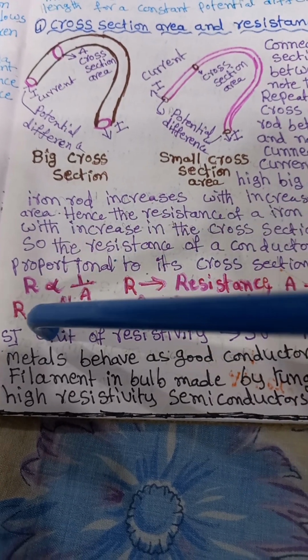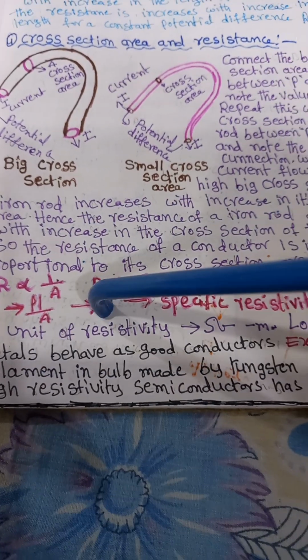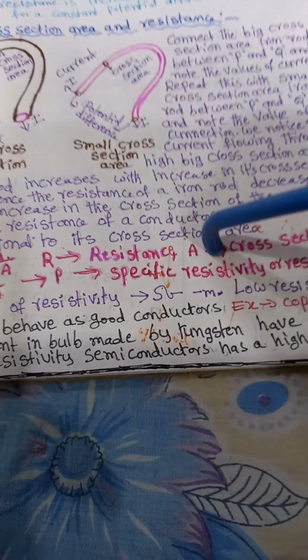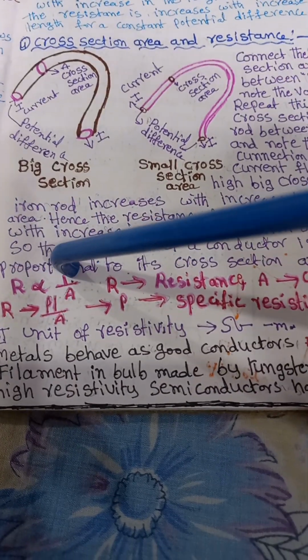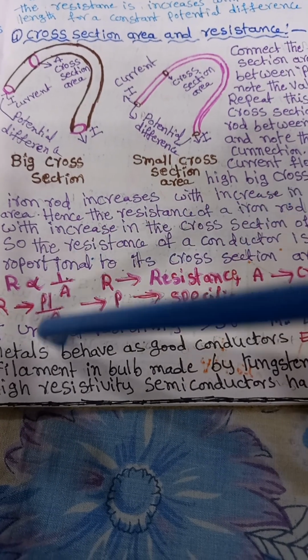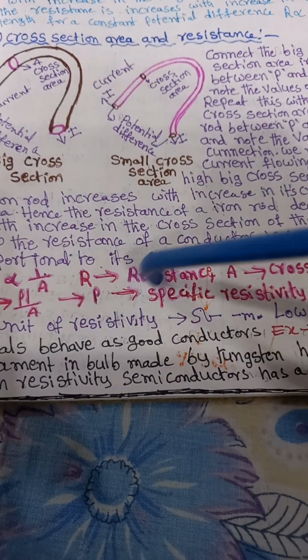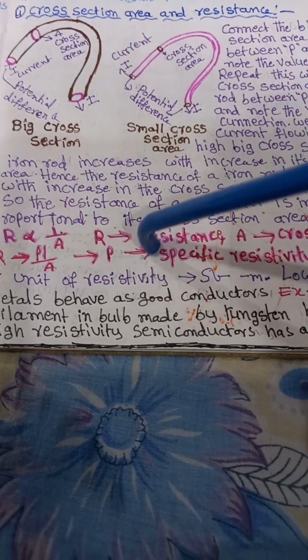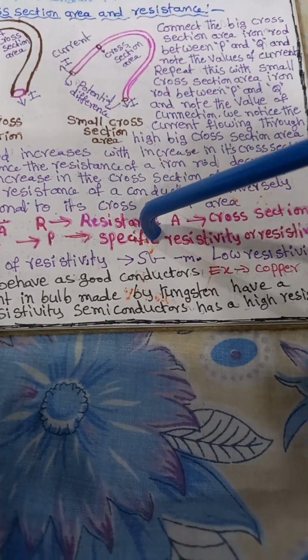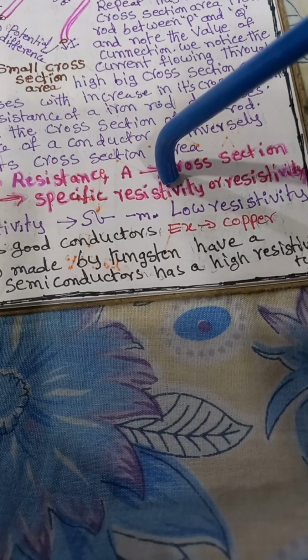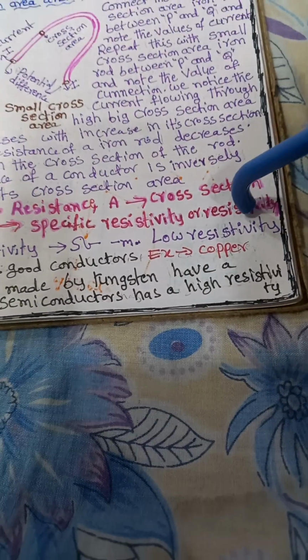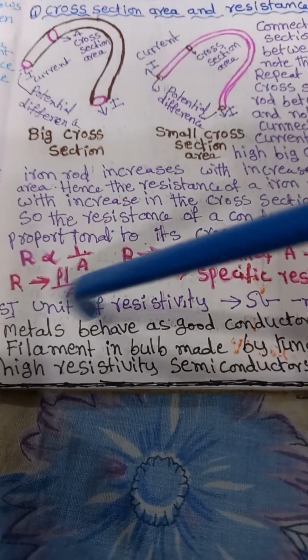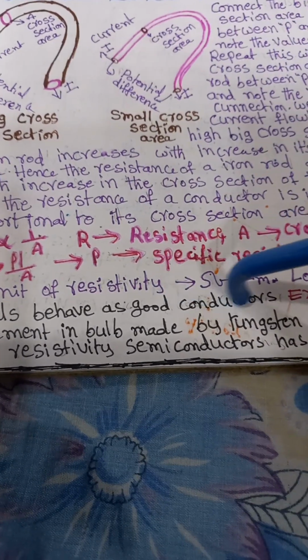R is proportional to 1 by A. R means resistance, A means cross section. R is equal to rho l by A. Here rho means specific resistivity. The SI unit of resistivity is ohm-meter.